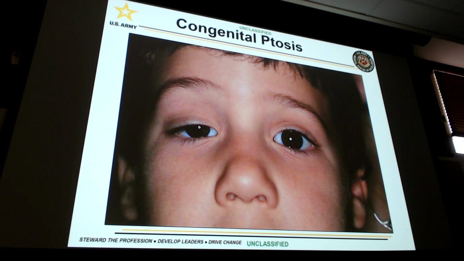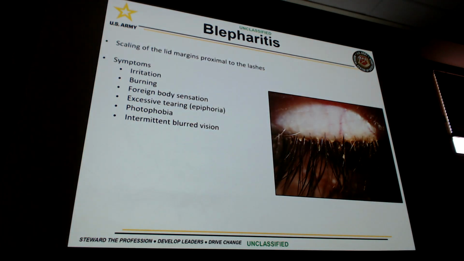Don't write that down. That's not on your test, nor is it important, but just for your reference. Marginal reflex distance. Okay, next we're going to talk about blepharitis. Bleph is a prefix for the lids and lashes. Okay, and itis is an inflammation. So blepharitis is an inflammation of the lashes and lid margins.